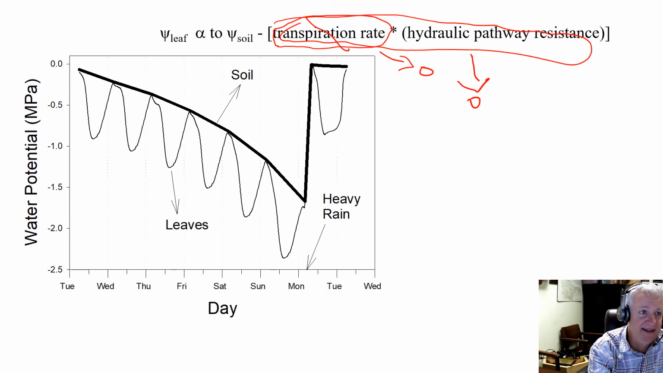And what that means is measures of leaf water potential when transpiration rate is 0 is roughly equivalent to soil water potential. So measurements of water potential of a leaf during that nighttime period when no transpiration is occurring is roughly equivalent to soil water potential. And that measurement is called pre-dawn water potential.